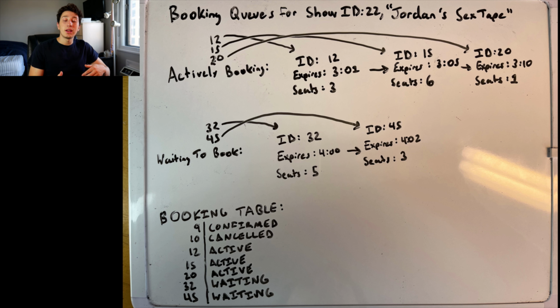Well, we've already mentioned that we have this relational database of all of our seats, but in addition to that, we should probably have a relational table called bookings.